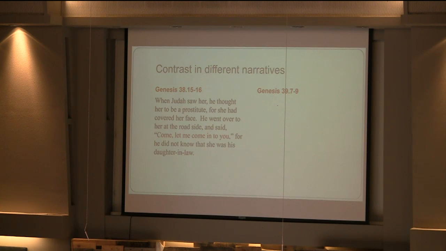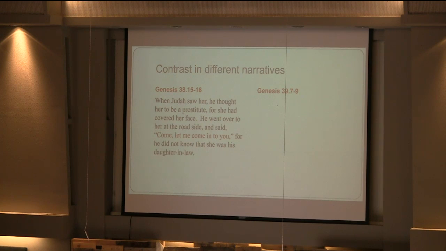You remember, just briefly, the background to this: Tamar has not been given in marriage to one of Judah's sons, so she disguises herself as a prostitute on the side of the road. And when Judah saw her, he thought her to be a prostitute, for she had covered her face. He went over to her at the side of the road and said, "Come, let me come into you." He's a fairly direct kind of fellow, is Judah. For he did not know that she was his daughter-in-law.